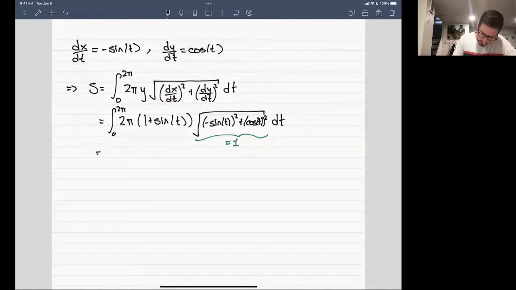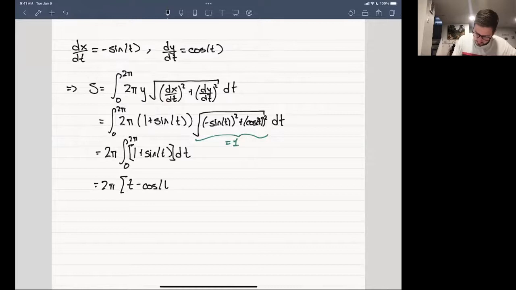And now this is really just the integral of 2 pi times 1 plus sine of t dt. Maybe we'll put some brackets around that just to be careful. And so this gives us 2 pi and then t minus cos of t, running from 0 to 2 pi. The periodicity of cos of t in this case is going to mean that its integral over one period is equal to 0. It spends just as much time above the x-axis as below it.